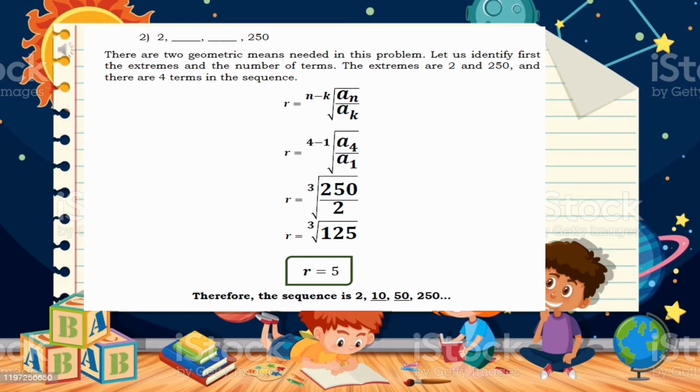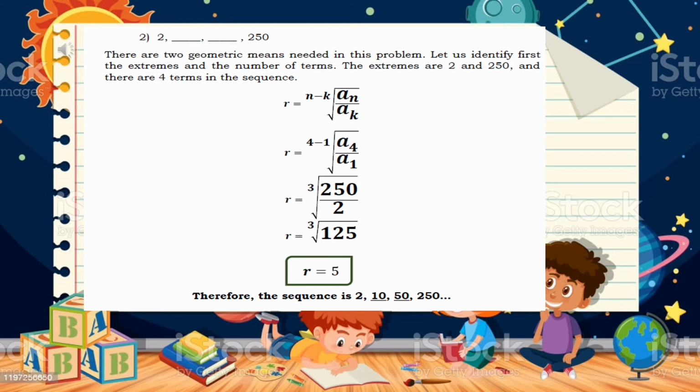So your n is 4 because we have 4 terms, minus 1, the cube root of a sub 4 because your n is 4. So substitute the value of n, which is 4. Your k is always 1. So a sub 4 is 250 divided by a sub 1, which is 2. So 250 divided by 2 is 125. The cube root of 125 is 5.